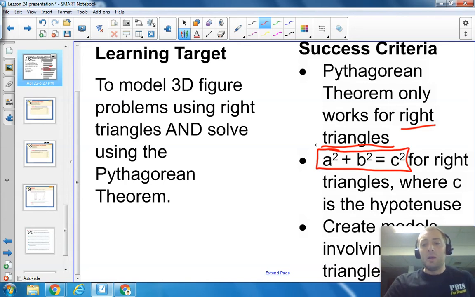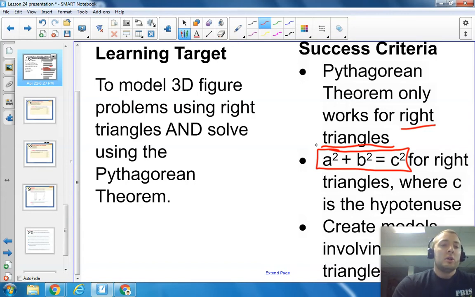Just remember that c is the one that matters the most because it's by itself and it's the longest side of the triangle. So it's always opposite of the right angle. And we're going to create models and kind of work through that to use and solve the Pythagorean theorem.